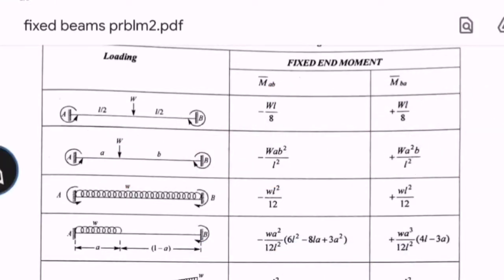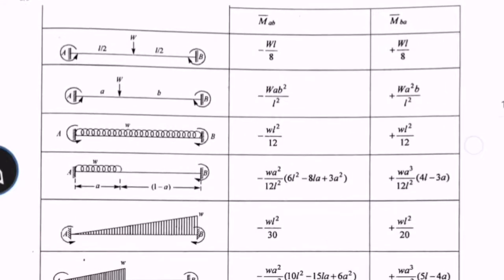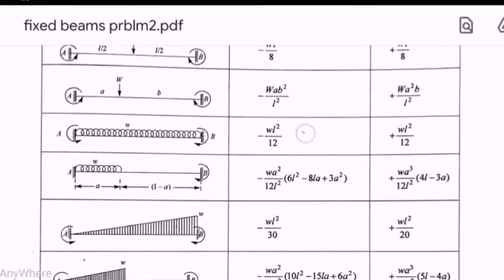In the third case, we have a UDL applied on a beam. When a UDL is applied on a fixed beam, the fixed end moments will be minus WL square by 12 and WL square by 12. So these are the formulas at A and at B. This is M bar AB and this is M bar BA.